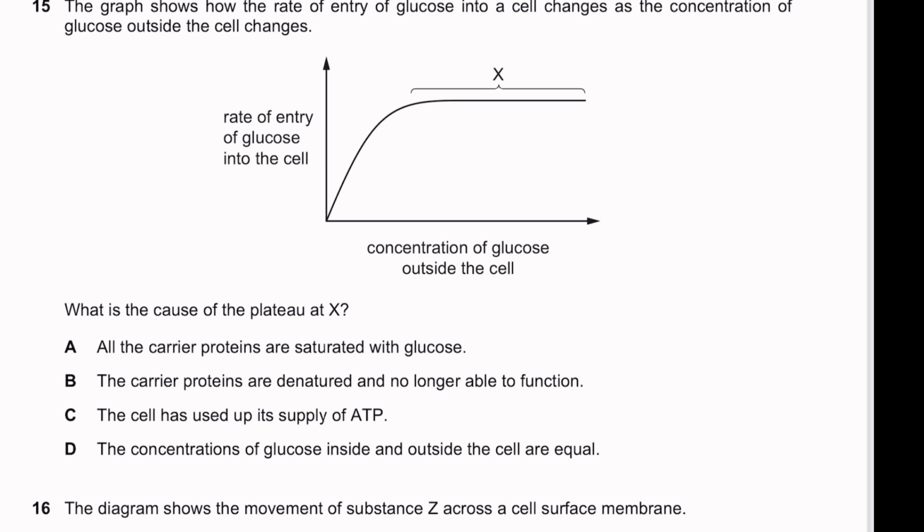Now, the graph shows how the rate of entry of glucose into a cell changes as the concentration of glucose outside the cell changes. So here we've got concentration of glucose outside the cell, rate of entry of glucose into the cell. So he says, what causes the plateau at X?